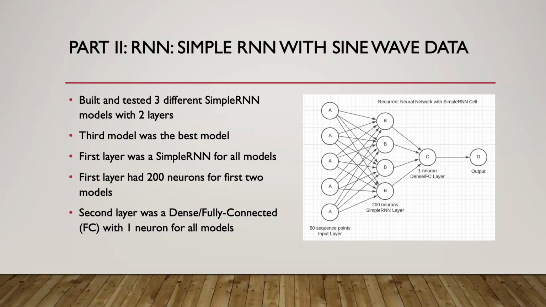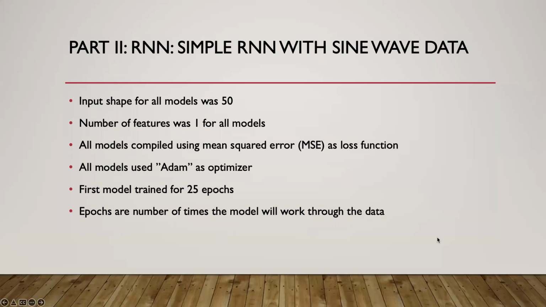The first layer for all models is a simple RNN. For the first 2 models, it had 200 neurons. And then the second layer for all models was a dense, fully connected layer, and it had 1 neuron for all models. The input shape for all models was 15. The number of features was 1.